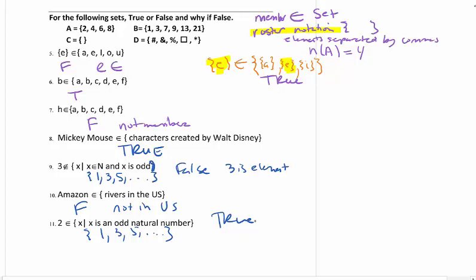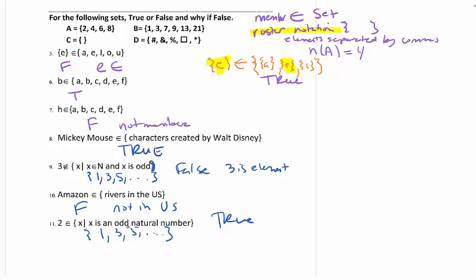If the set is written out in set builder notation, I think it is a good idea to write out what the set is. It takes you about 5 seconds to do, but you'll catch the careless mistakes on those pieces. So those are pieces that you need to make sure you have down.